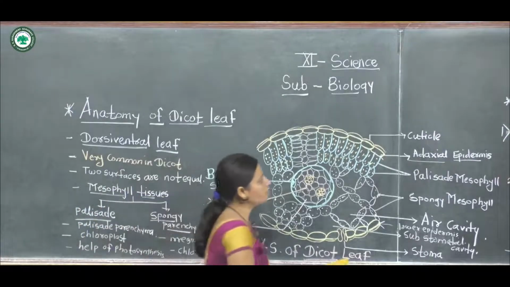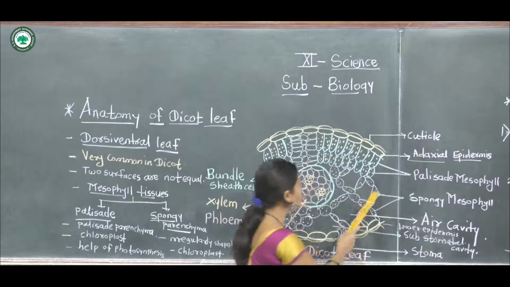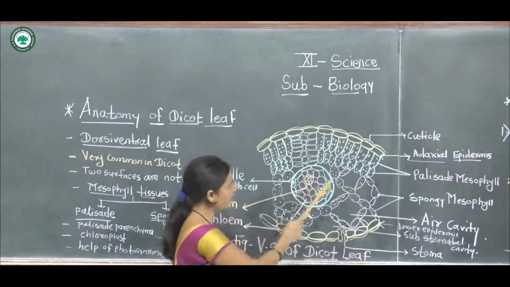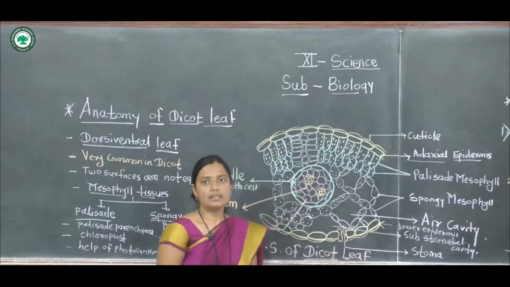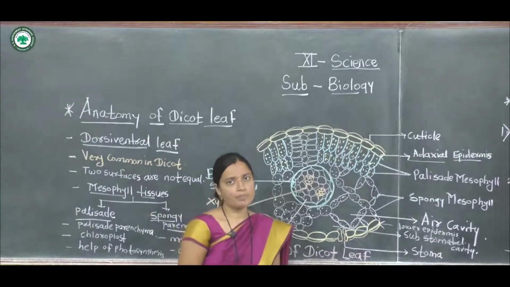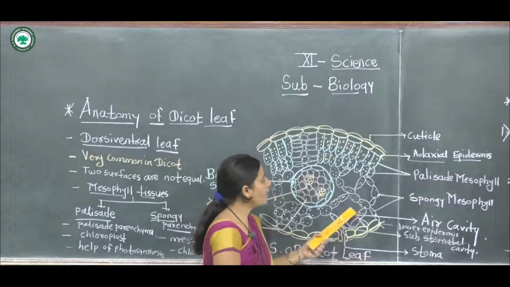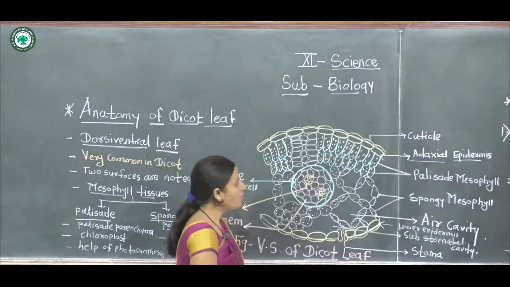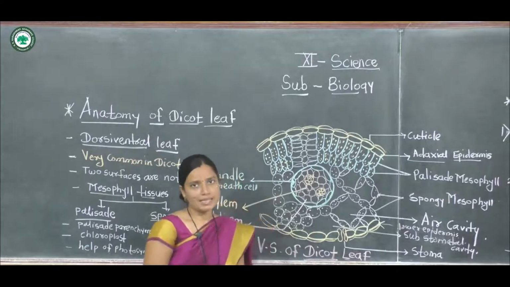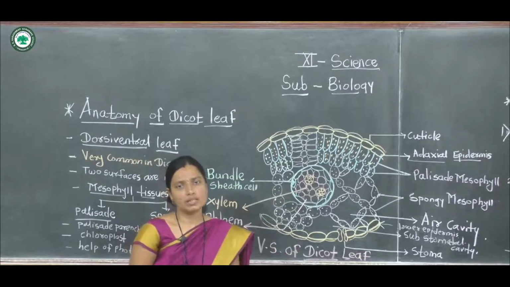Now these spongy tissues, or spongy mesophyll cells, are present below the palisade, and they have an irregular shape. They have air cavities, and this air cavity is important for the exchange of gases, which is also found in this air cavity.